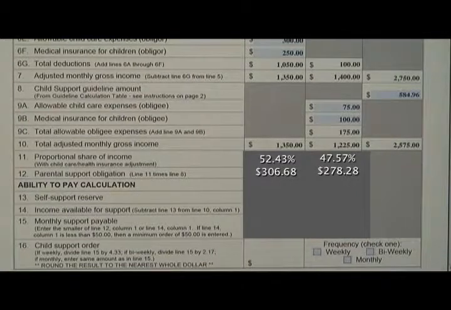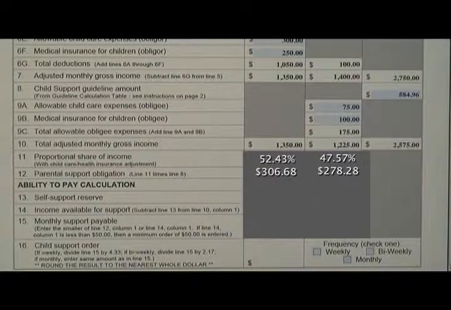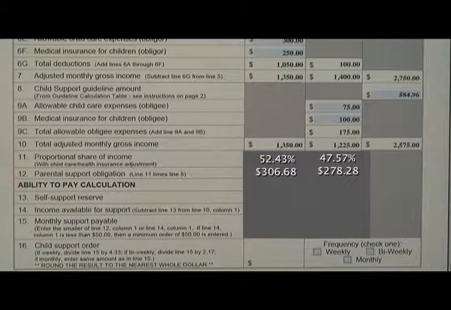There is one more step. At the bottom of the sheet, the ability to pay calculation must be done before the final numbers are completed. Line 13 is the self-support reserve, which in the state of New Hampshire is $1,044. This amount is the poverty line for a household of one as determined by the state of New Hampshire.